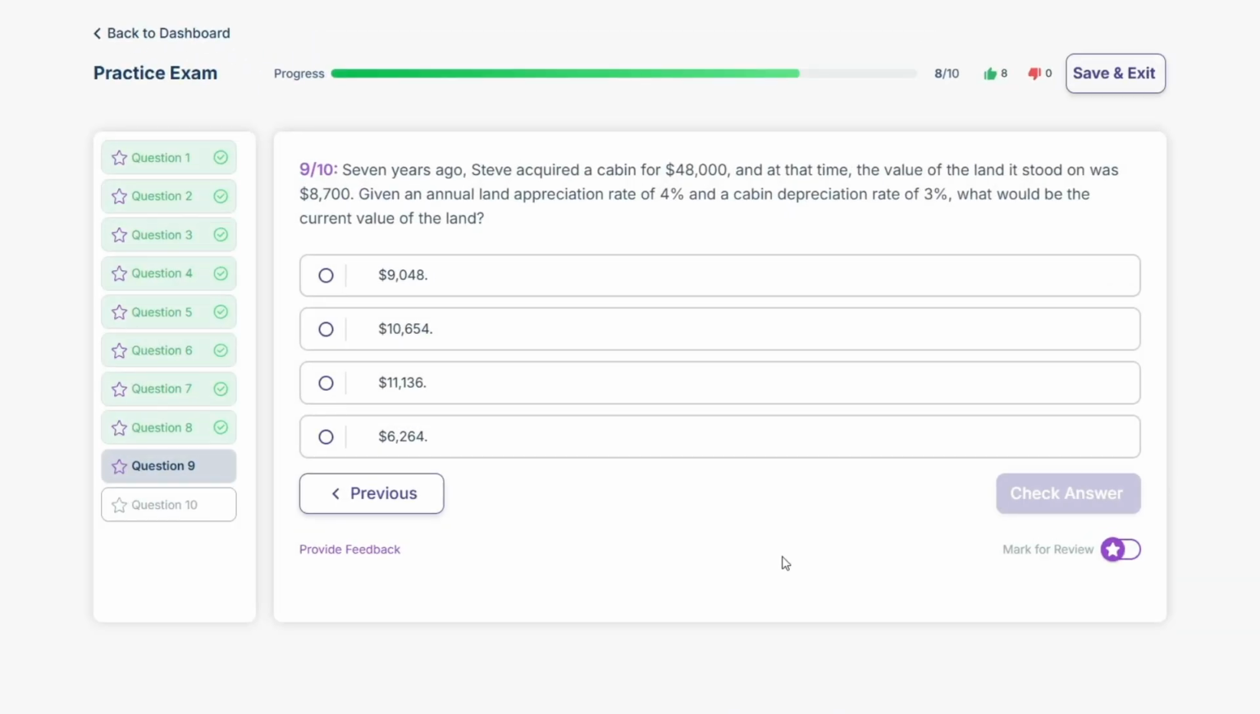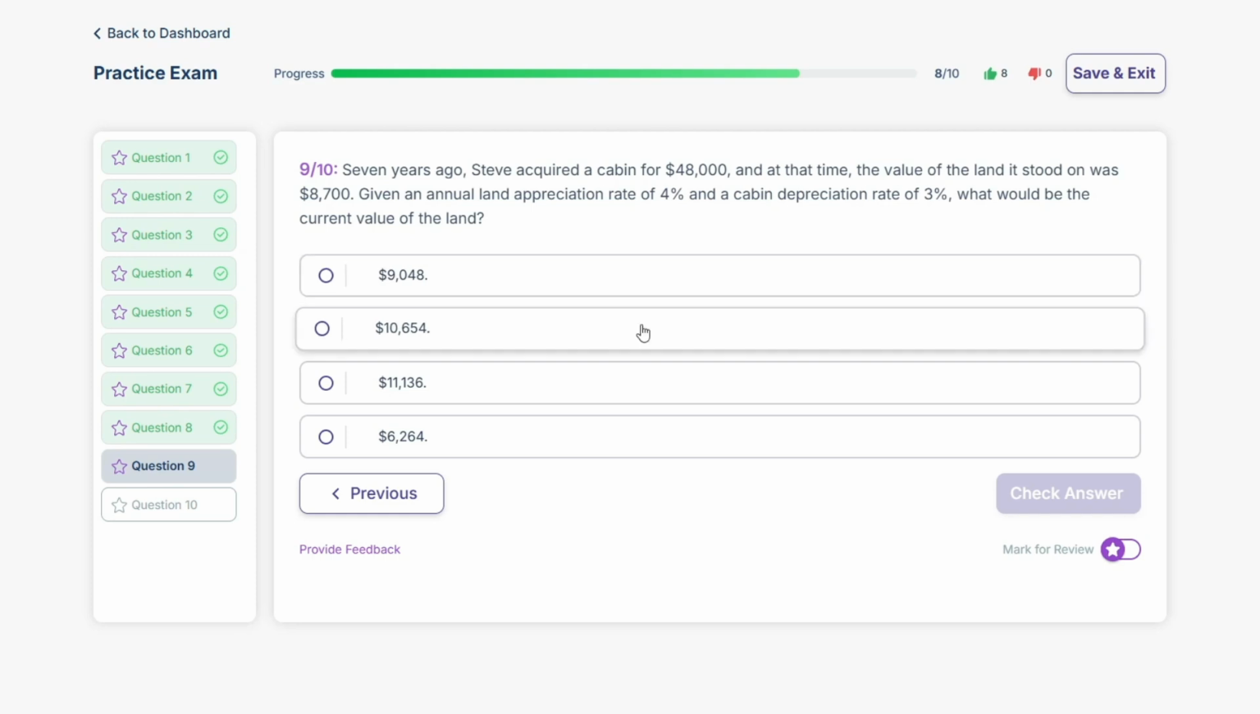7 years ago, Steve acquired a cabin for $48,000. And at that time, the value of the land it stood on was $8,700. Given an annual land appreciation rate of 4% and a cabin depreciation rate of 3%, what would be the current value of the land? A.